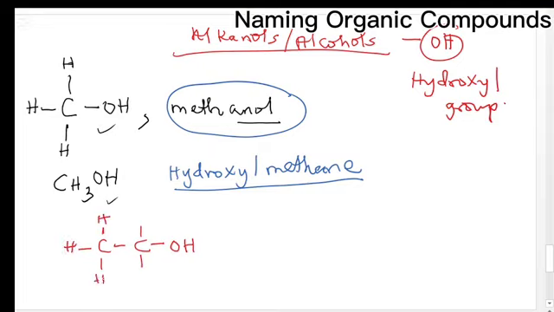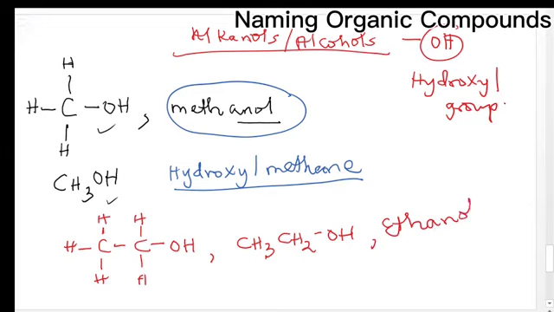The first carbon atom has 3 hydrogens, CH3. The second one has 2 hydrogens, CH2, and the last one has just OH. You can say CH3CH2OH has 2 carbon atoms, and because it's an alkanol, it's going to be ethanol. Sometimes it is written as C2H5OH because there are 2 carbon atoms, 5 hydrogens, then OH attached to it. So this is ethanol.